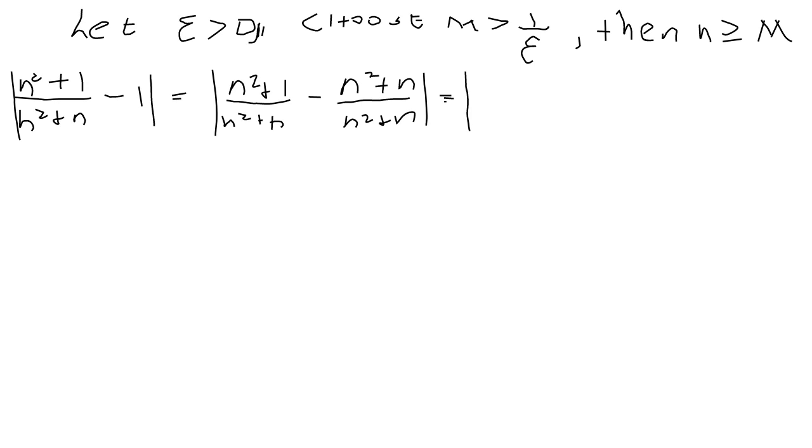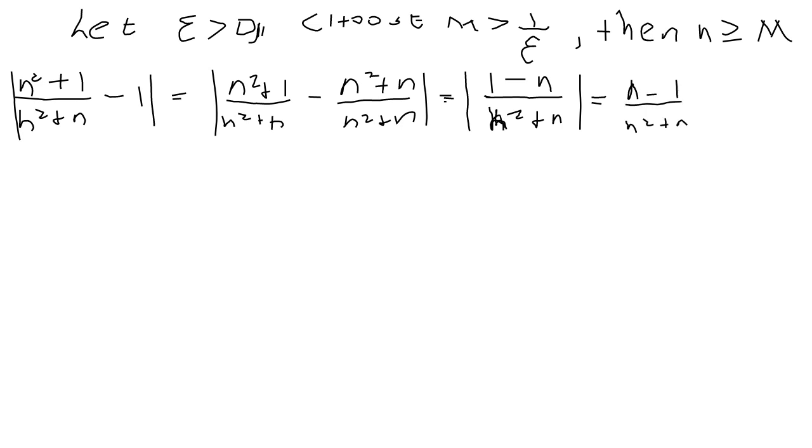When we're actually doing the formal proof, it's like we never did the first part, so it will take time. n squared plus 1 minus n squared plus n is going to be 1 minus n over n squared plus n. Which is equal to n minus 1 over n squared plus n.